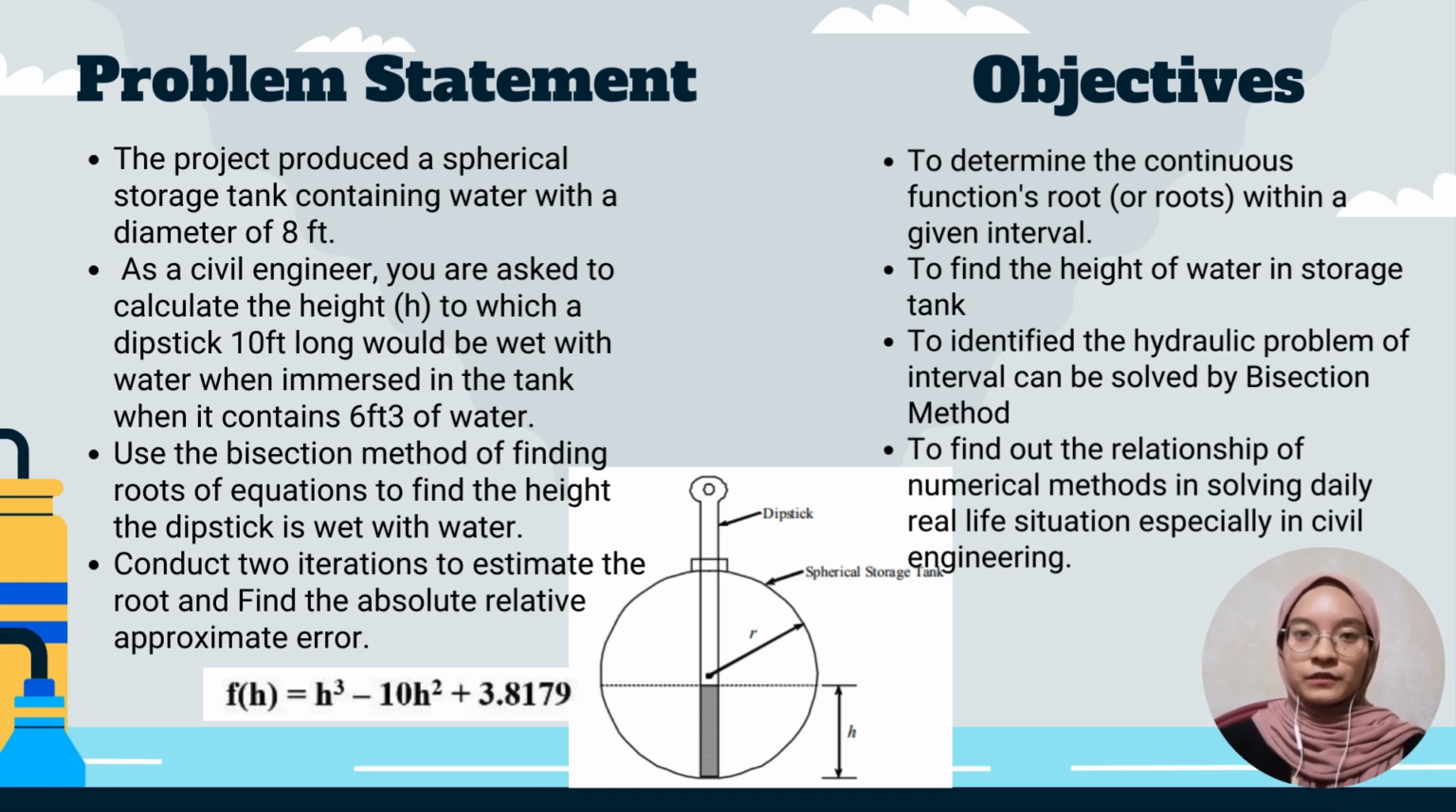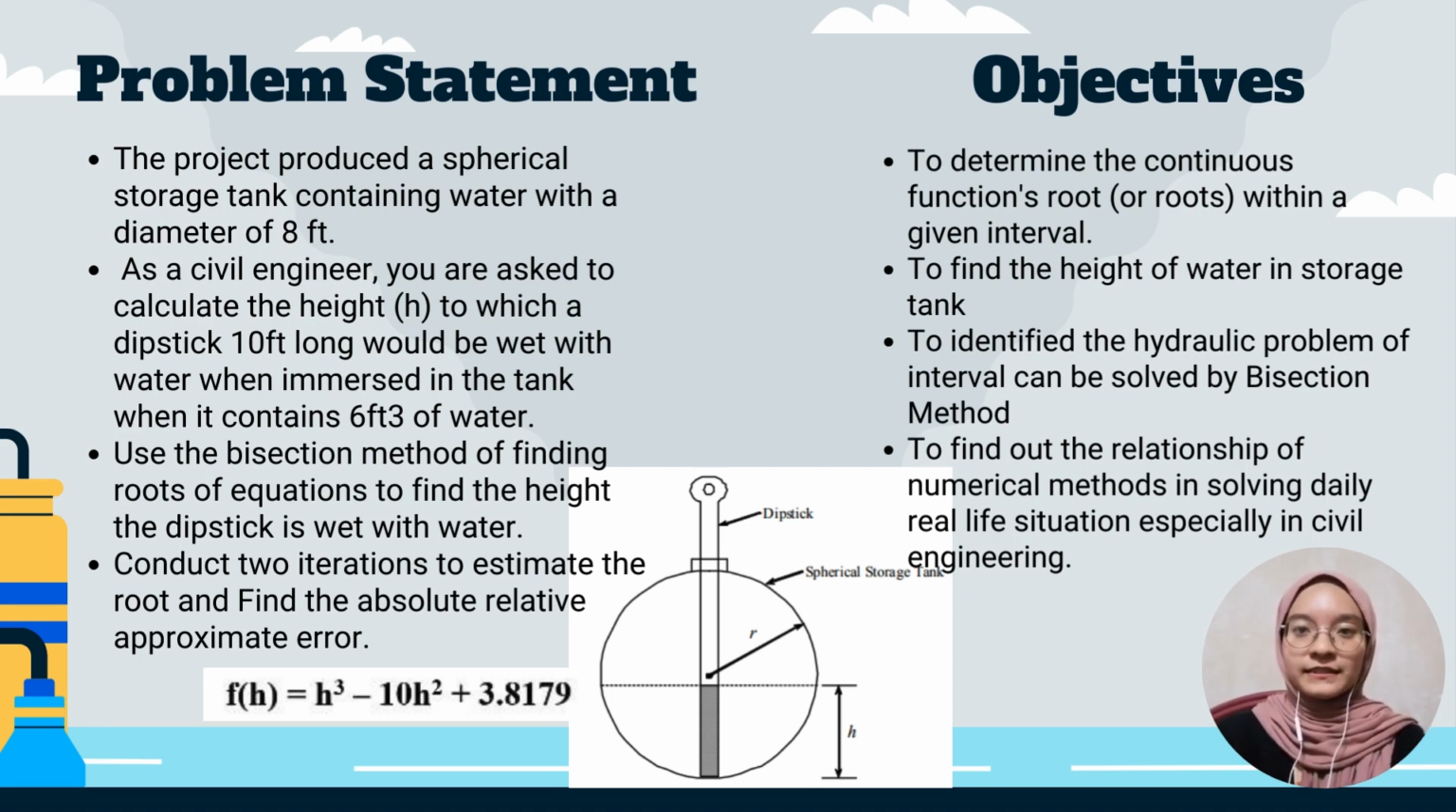Next is the project problem statement, which is about water treatment. The project produces a spherical storage tank containing water with a diameter of 8 feet. As a civil engineer, you are asked to calculate the height to which a dipstick 10 feet long will be wet with water when immersed in the tank when it contains 6 feet cubed of water. Use the bisection method of finding roots of equations to find the height the dipstick is wet with water. The equation of height is f(h) equals h cubed minus 10h squared plus 3.8196. We have also attached the diagram of the spherical water tank.